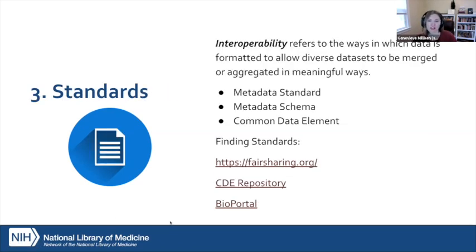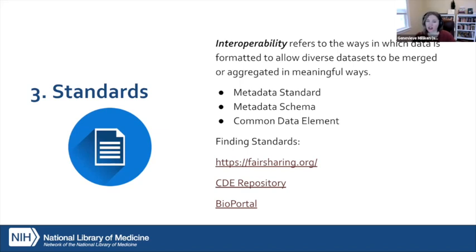So our third element is standards. We'll be talking a lot about standards later today in the immersion session, but it's really important to understand why we use standards. And an important reason, I think, is interoperability. So interoperability refers to the ways in which data is formatted to allow diverse data sets to be merged or aggregated in a meaningful way, and it also contributes to things like findability and access. So in addition to interoperability, some associated terms to know are, of course, metadata standard, metadata schema, and common data elements. So I've included some resources.